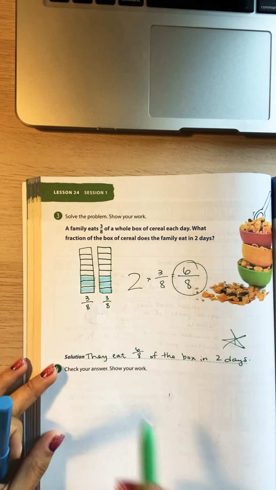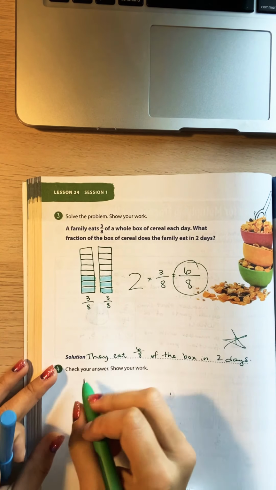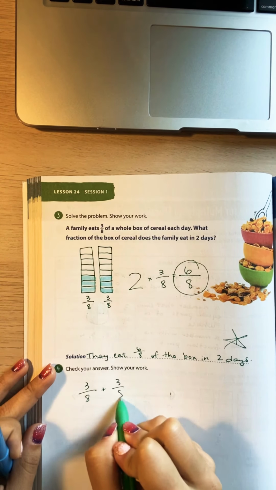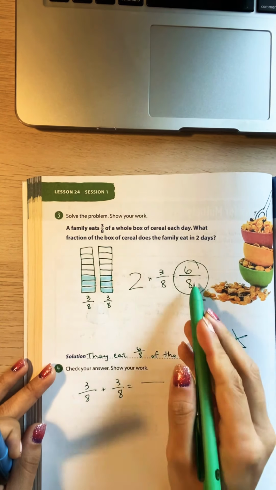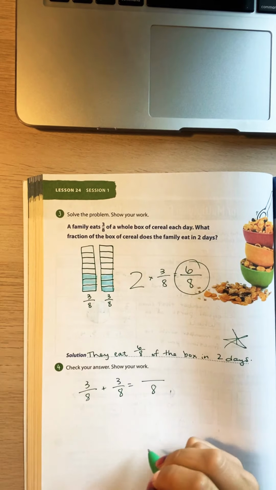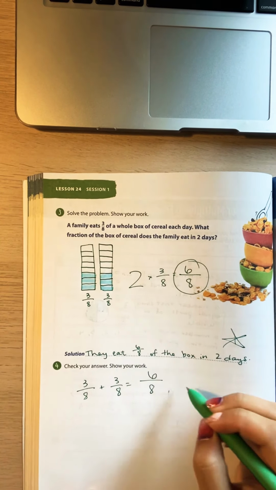I need to check my answer. So I need to check if 6/8 is the correct answer. To do that, I could just do repeated addition. I could do 3/8 plus 3/8, and it should equal 6/8 to check my multiplication. So my denominator stays the same. I add my numerators. 3 plus 3 equals 6.